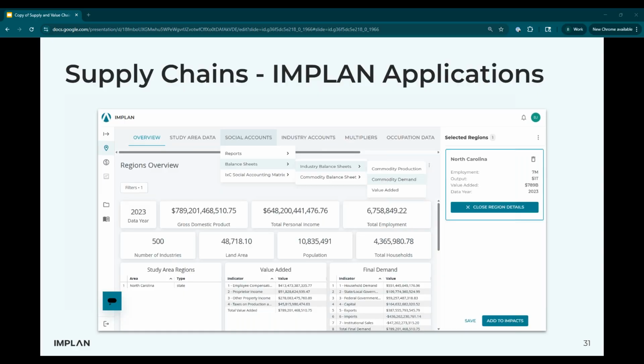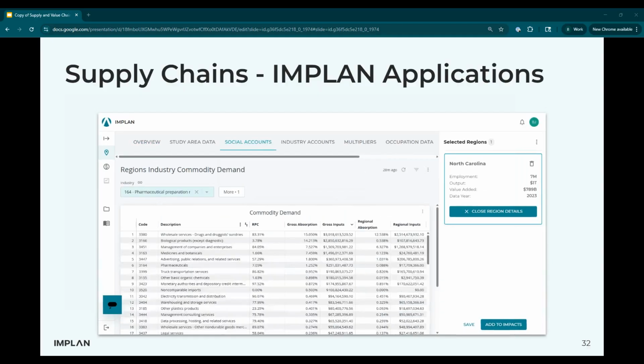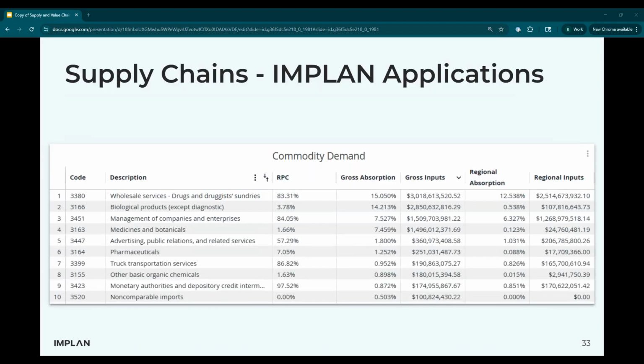So the first thing I'm going to do is look at an industry balance sheet, right? I screenshotted it here so it's easy to see the path of how I moved through the tool. Went to social accounts, balance sheets, industry balance sheets, commodity demand. What this gets me is the region's industry commodity demand for a particular industry. I've chosen pharmaceutical preparation manufacturing in North Carolina, and this has pulled up the commodity demand for that sector, right? We'll zoom in on the top 10.